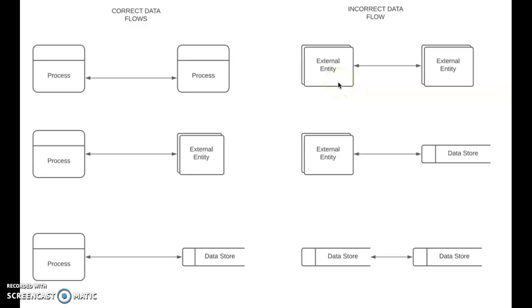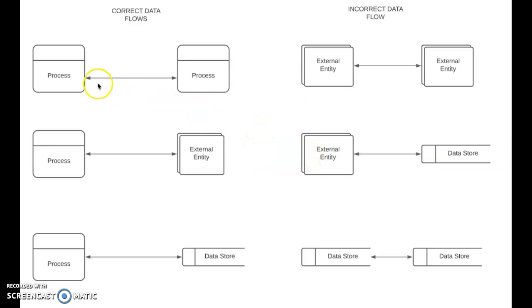This figure shows the summary of the data flow diagram rules. The one on the left shows the correct rules for the data flow diagram, and the one on the right is the incorrect data flow diagram. So basically this is a summary of the rules.